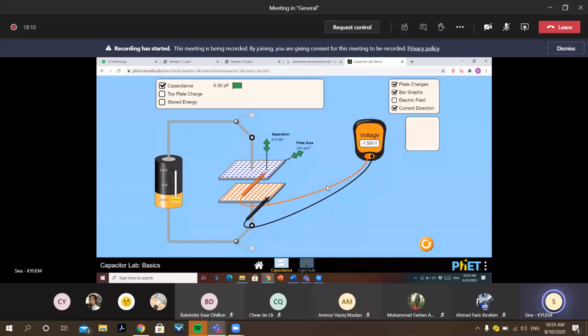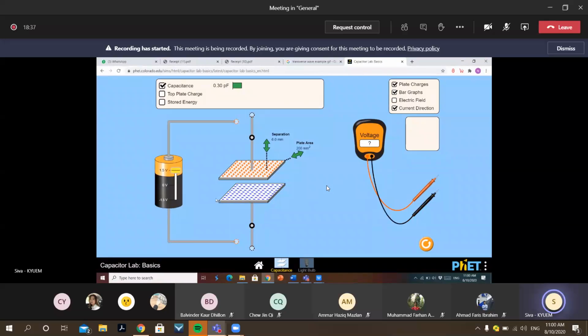Now, if I remove this connection, the charges technically should stay there. They won't flow, because the charges cannot flow between the plates. Between the plates there is a space, filled with air or vacuum, or in some cases a dielectric material. It's an insulator, a dielectric material.